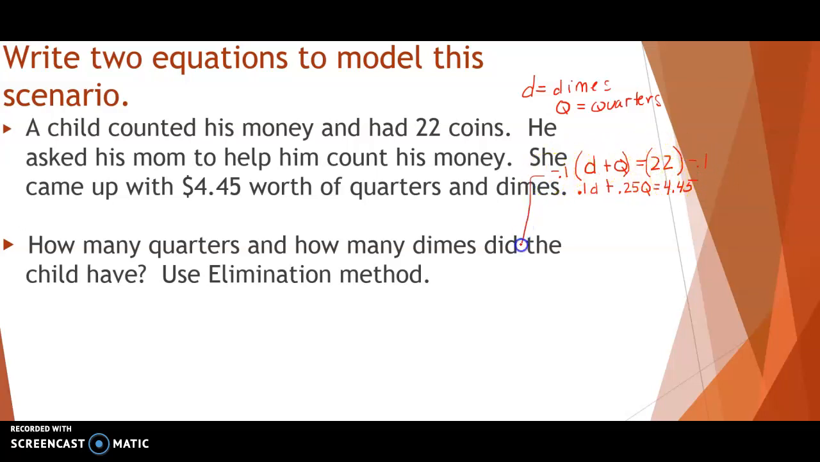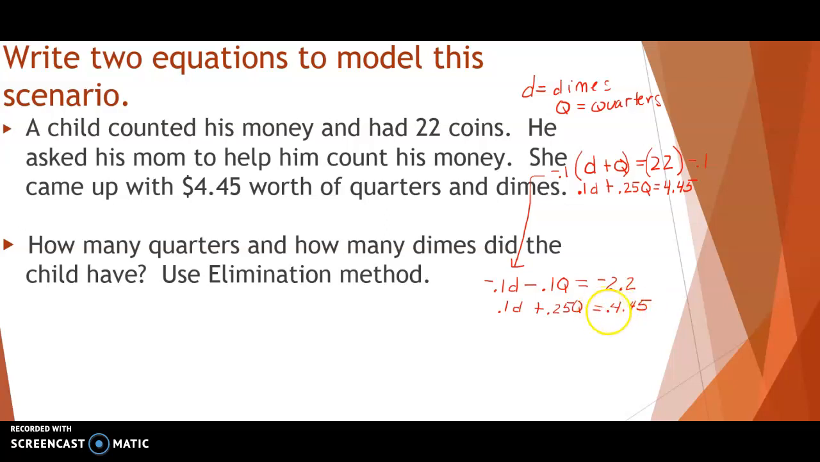So I'm going to go down here where I have a little bit more room. Multiplying through, using the distributive property, I get negative 0.1D minus 0.1Q is equal to negative 0.1 times the 22, which is negative 2.2. I'm going to keep my second equation exactly the same. So right below it, I'm writing my second equation, which was 0.1D plus 0.25Q is equal to 4.45.